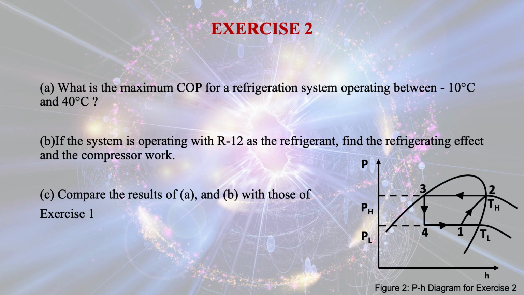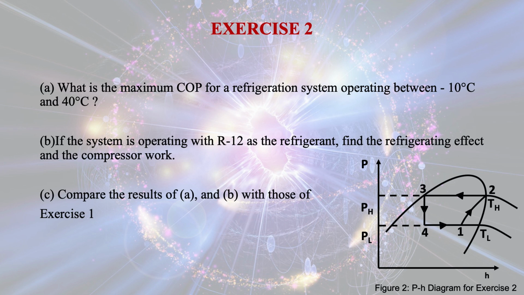Now I have already given you the instructions or advice on how to solve any problem on thermodynamics. So here is the pH diagram. The compression process is between 1 and 2. The net refrigerating effect that you can get from this diagram is H1 minus H4. The compressor work is H2 minus H1.